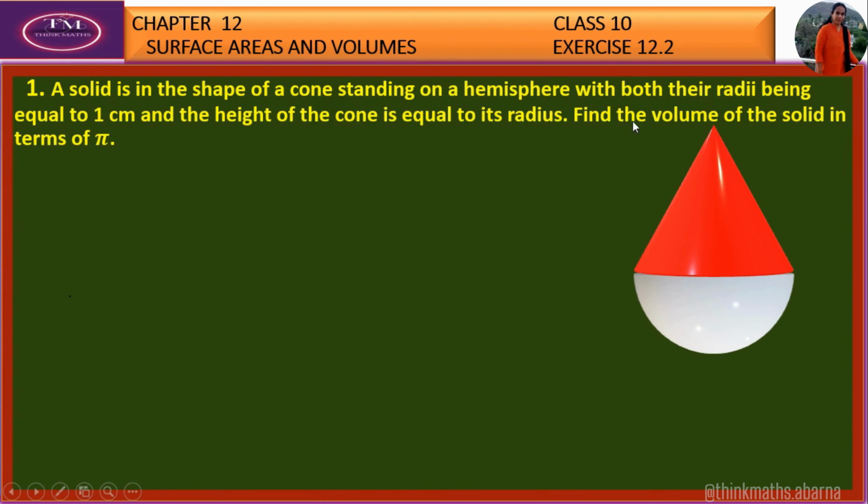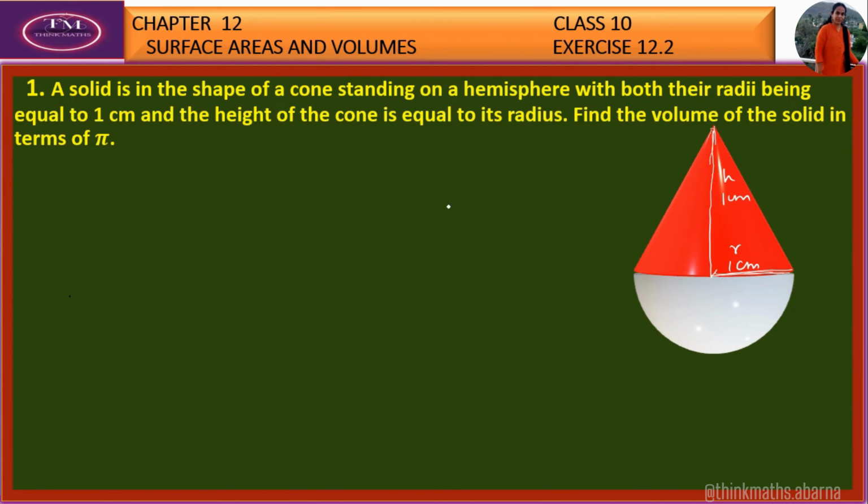So what are the data given? The radius of the cone as well as the radius of the hemisphere is equal to 1 centimeter. So this is the base part. In this base part, radius r is equal to 1 centimeter. And the height of the cone is also equal to 1 centimeter. So these are the data given.